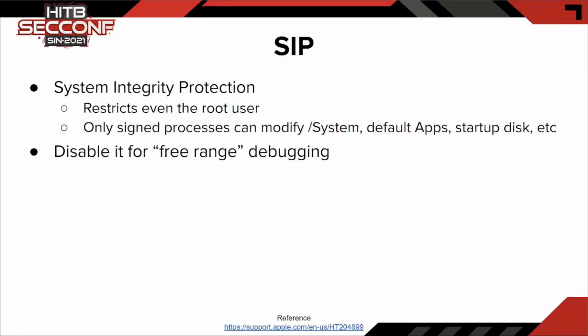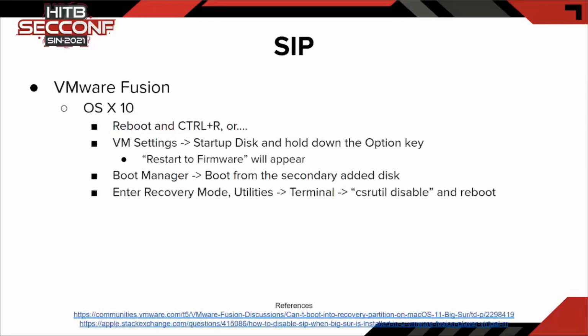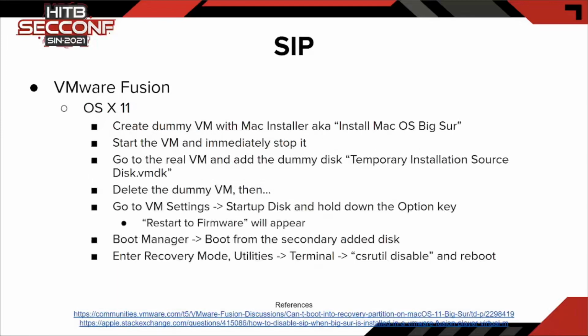On a physical machine, you can just reboot into recovery mode, use csrutil to disable it completely, or just turn on debug stuff. If you're using VMware Fusion, which I recommend for a lot of research, because of course VMs are great for taking snapshots of different states and replaying things, you can do that. It's a little different between OS X 10 and OS X 11. For OS X 11 there's a little more trickery involved, but you can still get it done.